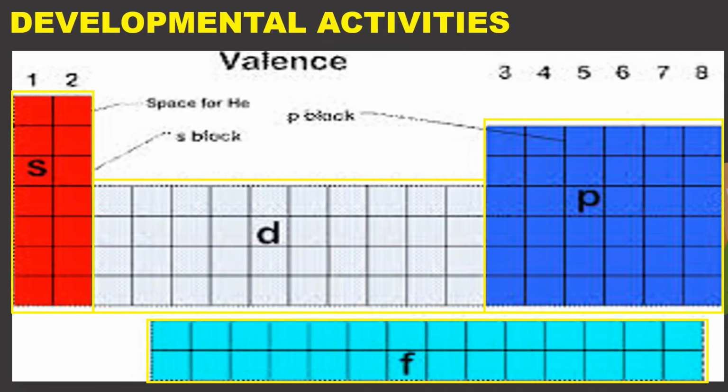So here are the 4 blocks in your periodic table. So you have the S block, the P block, the D block, and the F block.